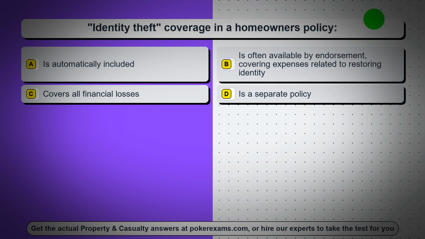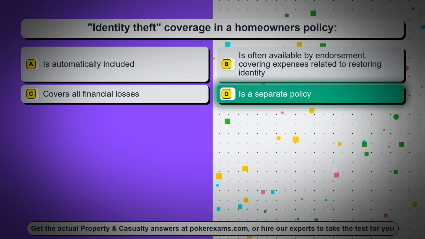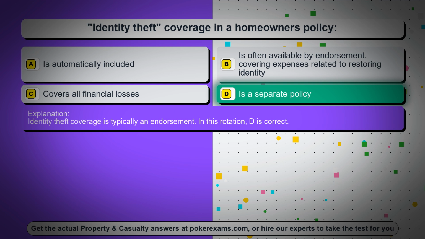Question 75. Identity theft coverage in a homeowner's policy: option A, is automatically included; option B, is often available by endorsement, covering expenses related to restoring identity; option C, covers all financial losses; option D, is a separate policy. The correct answer is option D, is a separate policy. Identity theft coverage is typically an endorsement. In this rotation, D is correct.